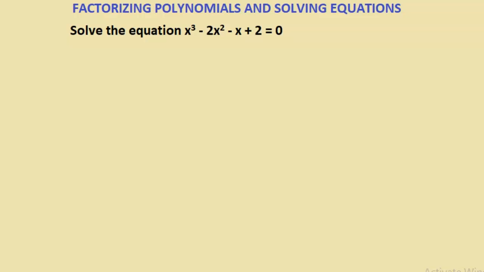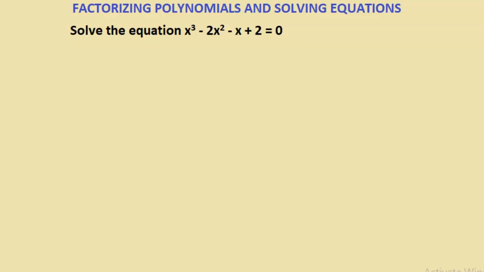Now we want to look at solving these cubic equations with the assistance of the factor theorem. So here we have our equation x cubed minus 2x squared minus x plus 2. Now what we know is that whatever the roots are, f of that root or f of that solution should give you 0.